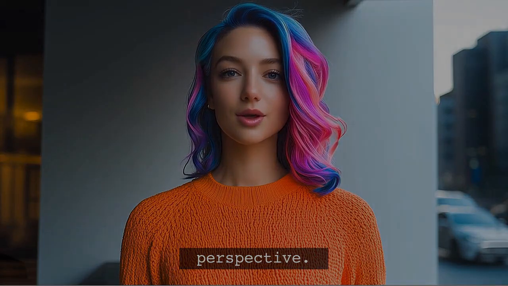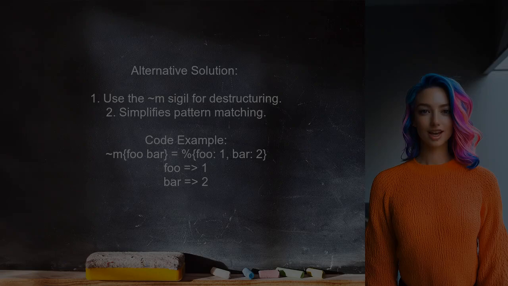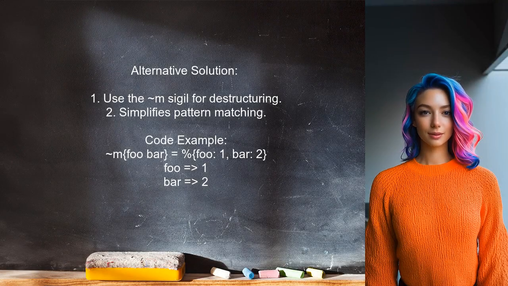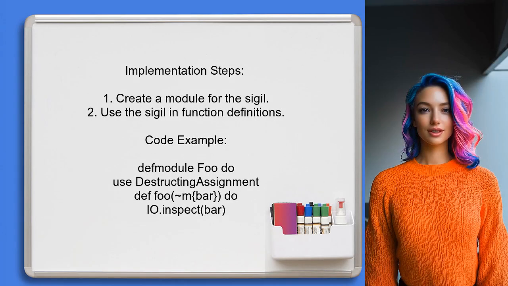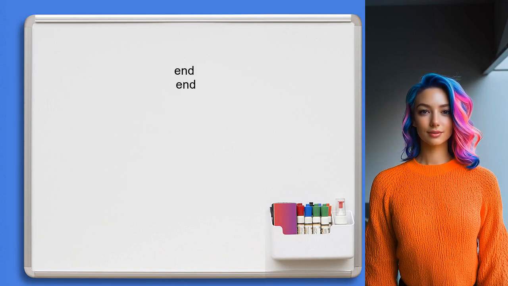Let's see another perspective. An alternative solution involves using a sigil, specifically the ~m sigil, to simplify destructuring assignment in Elixir. This allows you to match keys and values without repeating their names. To implement this, you can create a module that defines the sigil. This module allows you to use the sigil in your function definitions, making your code cleaner and more concise.